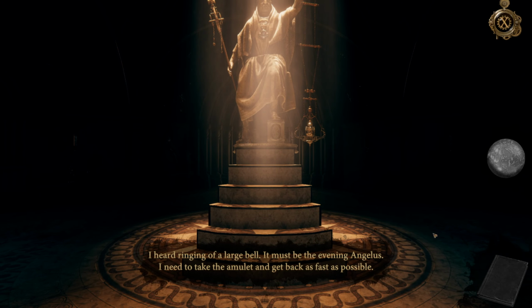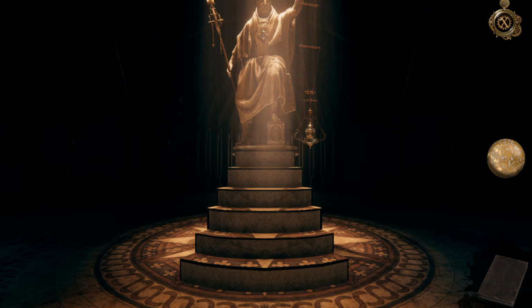I heard a ringing of a large bell. It must be the evening Angelus. I need to take the amulet and get back as fast as possible.